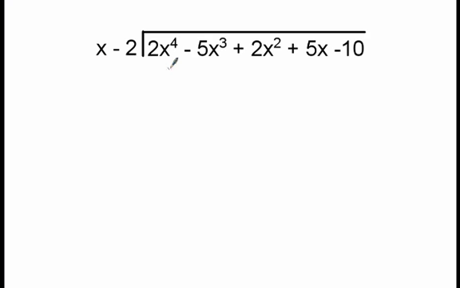So in this case, we have a longer polynomial in here. 2x to the fourth minus 5x cubed plus 2x squared plus 5x minus 10. Outside we have x minus 2. So we're just going to do this procedure the exact same way as last time.